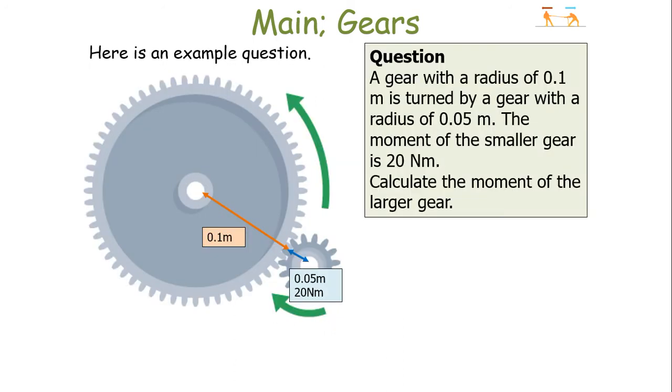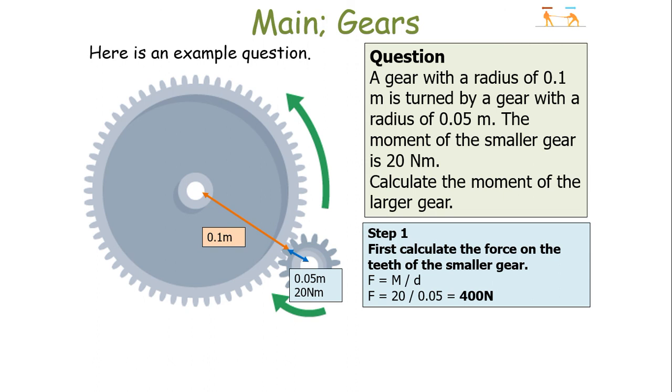So here's an example question you might get. A gear with the radius of 0.1 meters is turned by a gear with a radius of 0.05 meters. The moment of the smaller gear is 20 Newton meters. Calculate the moment of the larger gear. Well, let's remember what we know. In a gear system, the force must be the same on both wheels. So let's use that as our starting point.